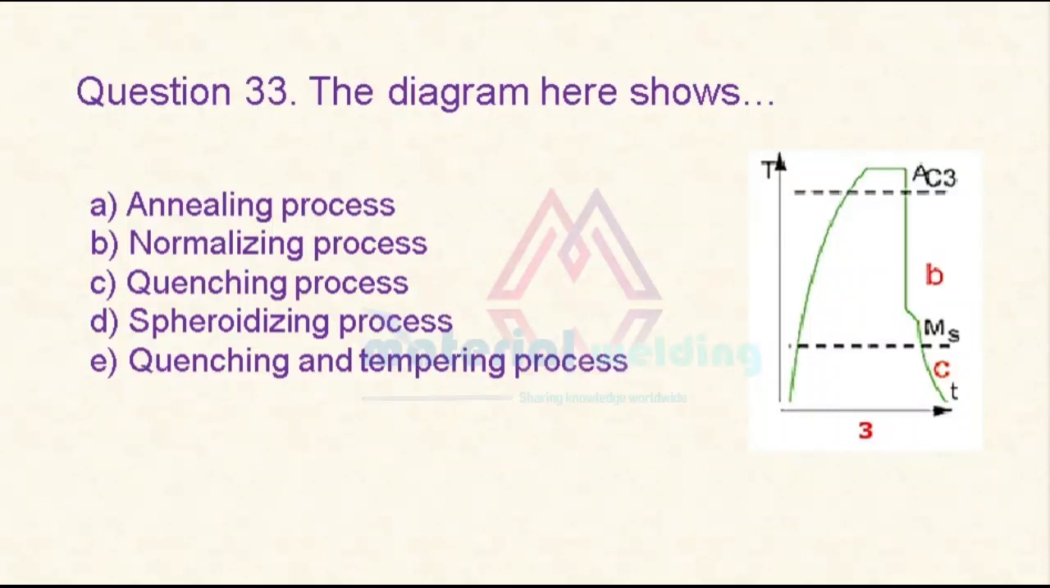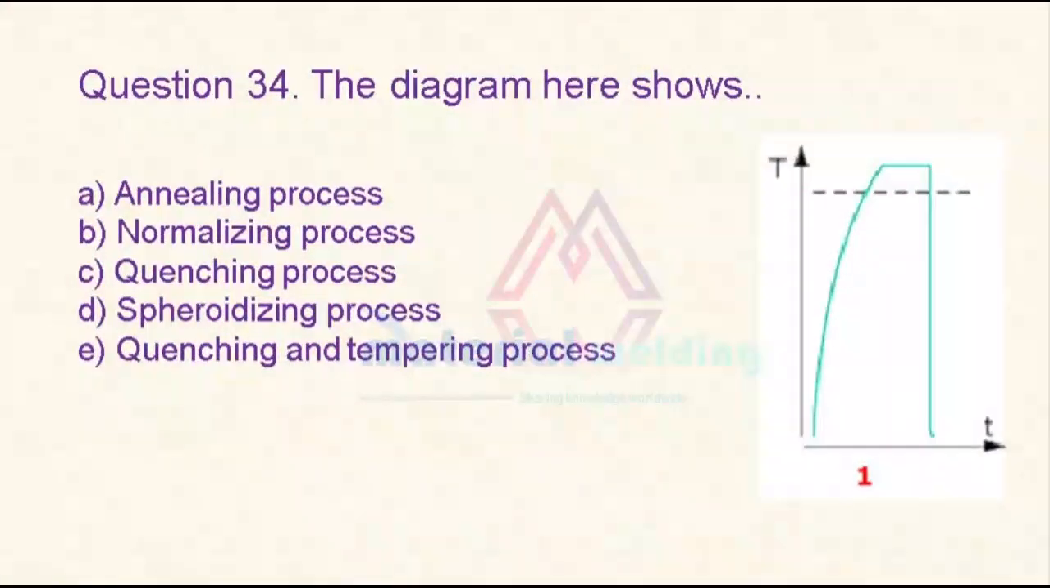Question 33. The diagram here shows: A. Annealing process. B. Normalizing process. C. Quenching process. D. Spheroidizing process. E. Quenching and tempering process. Question 34. The diagram here shows: A. Annealing process. B. Normalizing process. C. Quenching process. D. Spheroidizing process. E. Quenching and tempering process.